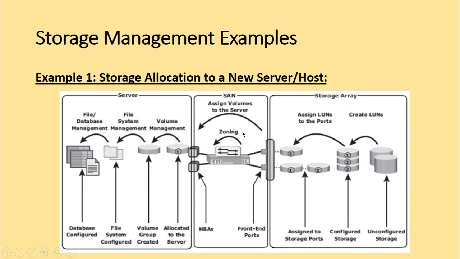In the storage area network, the host bus adapters need to be connected to the front-end ports through the switches, and we need to assign volumes to the server. Whatever volume elements we create in the storage array have to be assigned to the new server. In the storage array, unallocated storage will be used to create elements. Storage will be configured there, and one of these elements will be assigned to the server. So this is how storage allocation happens to a new server or a host.